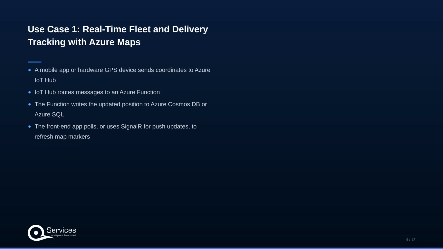Let's talk about use case 1, real-time fleet and delivery tracking with Azure Maps. The problem: a logistics company or delivery startup has no live view of where vehicles are. Dispatchers call drivers for status updates, customers call dispatchers, and nothing is tracked once the order goes out.